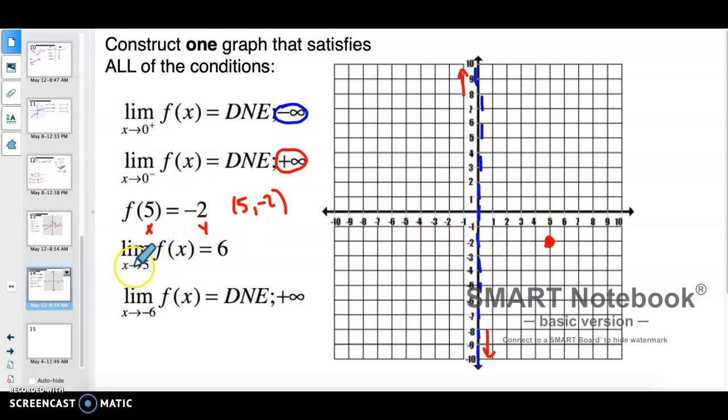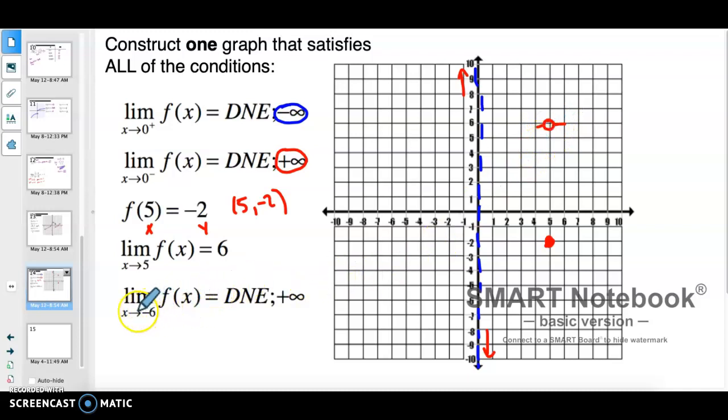And then as x approaches 5, our y value is 6. So at x is 5, we're going to go up to 6. And because we already have a solid dot, we know for sure this is an open dot. And since it just said 5, we know it's left and right. So I'm going to draw little dashes to both sides.